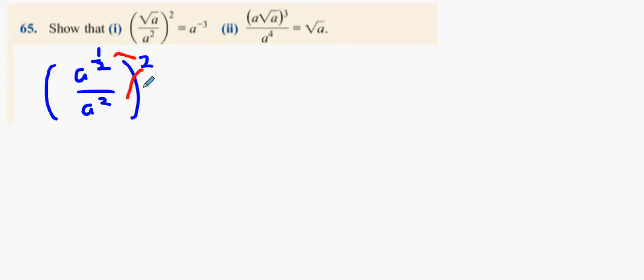That squared acts on both of them, so it multiplies both of them. So what do you get then? A to the power 1 over a to the power 4. And what's 1 take away 4? A to the power minus 3. Everybody do it that way?